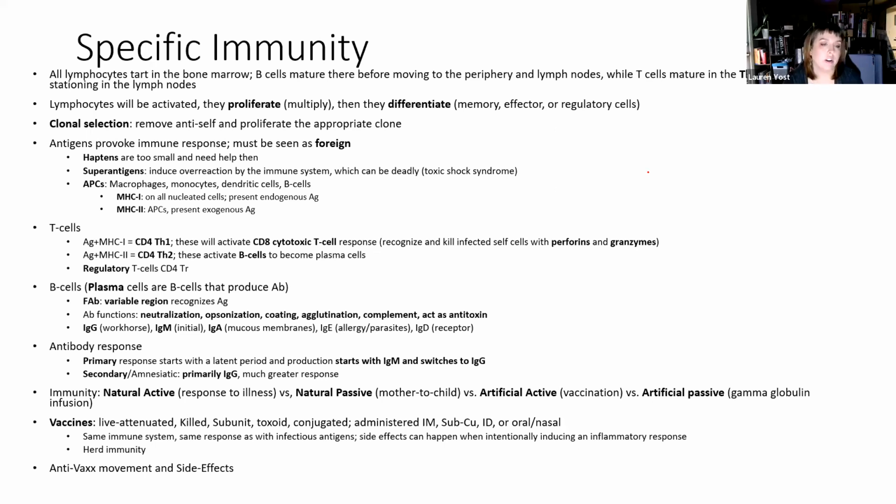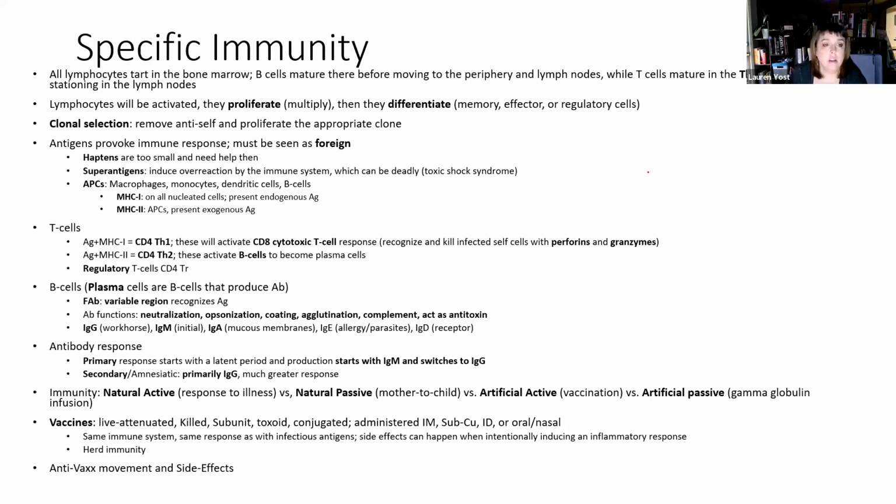Super antigens, again, they're going to induce overreaction by the immune system. We just mentioned that. APCs are antigen presenting cells. These are extremely important in the immune system, whether we're talking about the innate immunity from the last chapter, which is just your basic front line fighters, or your acquired immunity. The antigen presenting cells are important for all of that.